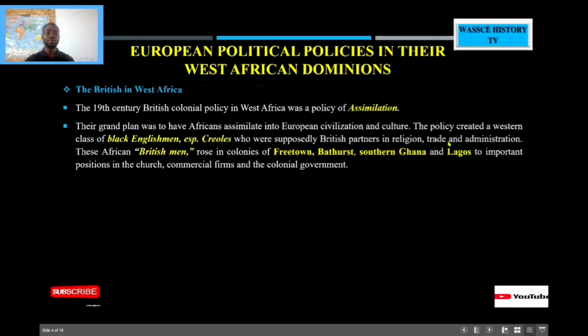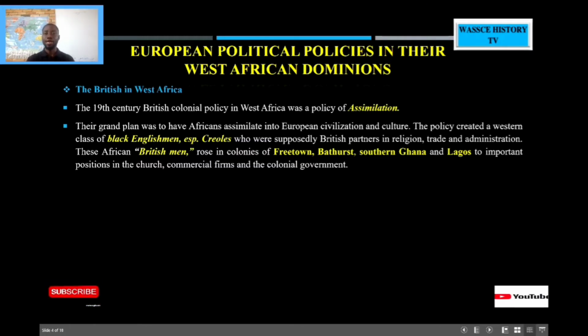Now, these African British men rose in some of the colonies where the British presence was: in Freetown, in Bathurst, in southern Ghana, and in Lagos. And these people were important in areas like the churches, the commercial firms, and the colonial administration.